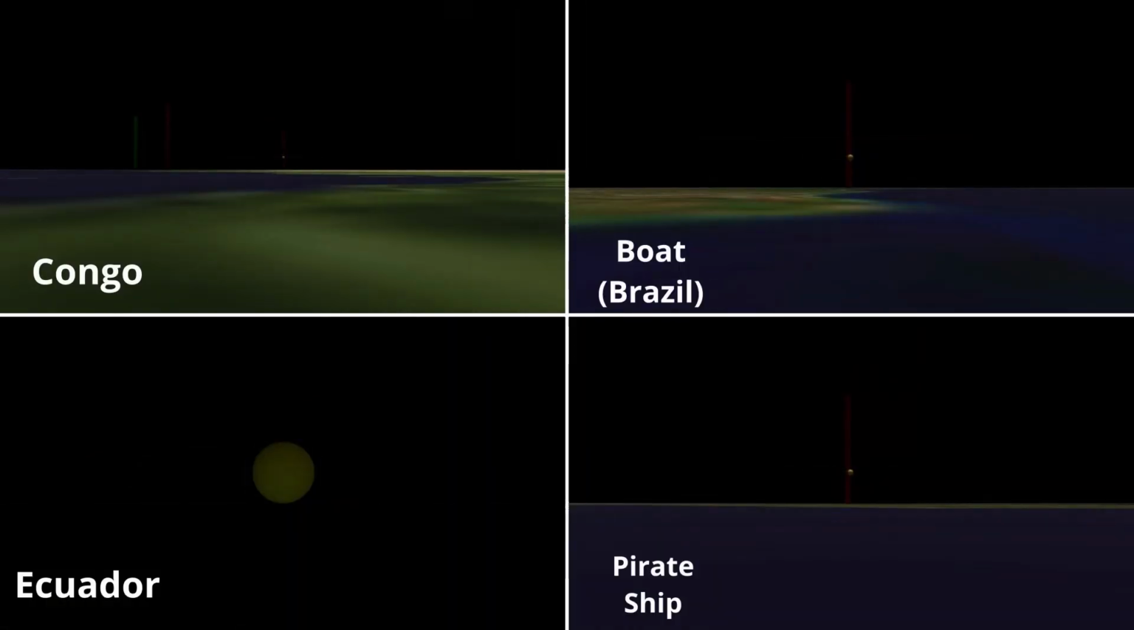Finally, sun above the equator. So boats are at 3 PM and the sun should be setting at Congo. Same deal from the boat, the sun appears too low.